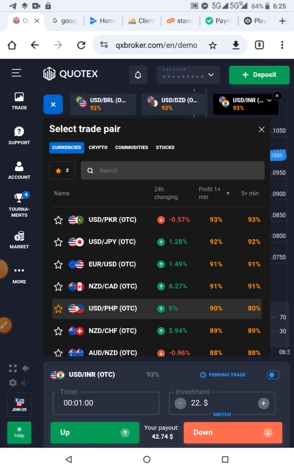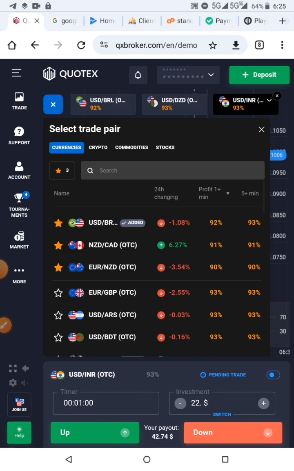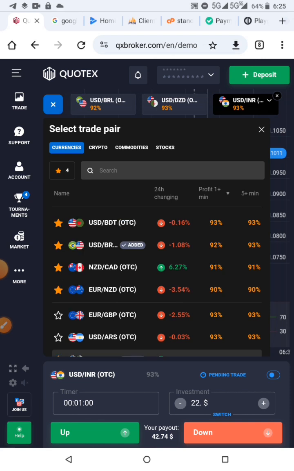Look at this New Zealand dollar slash Canadian dollar. Let's tap on it and see. You will not see it again. If you scroll, you are going to see them at the top. So yours now is just to select it. You mark it so that it will be at the front.